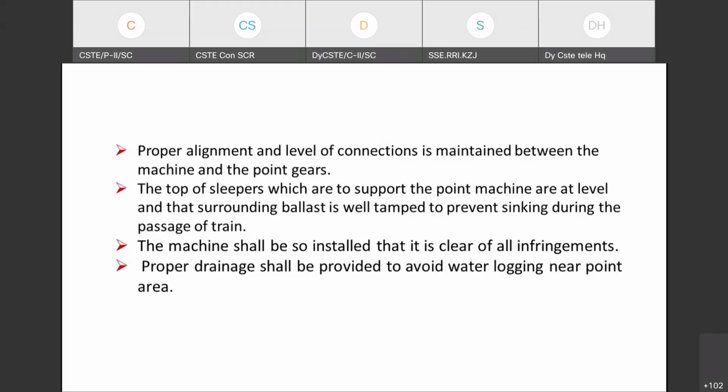Others can also share their experience. Samuel Prasad, Guntur. Mr. Samuel Prasad, are you there? Sir, good morning. You have asked some question. You can just ask your question.